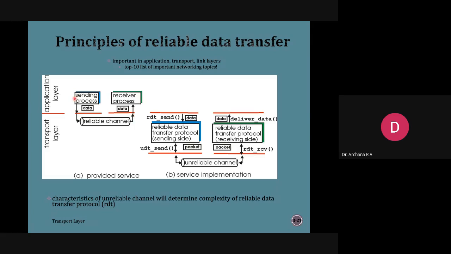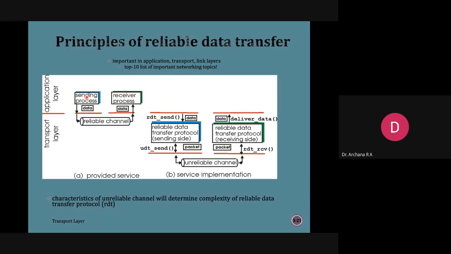Here you can see the diagram. Usually for communication we need two entities: the sending process and the receiver process. The sending process is going to send the data to the receiver. The receiver is going to receive the data from the layer below.